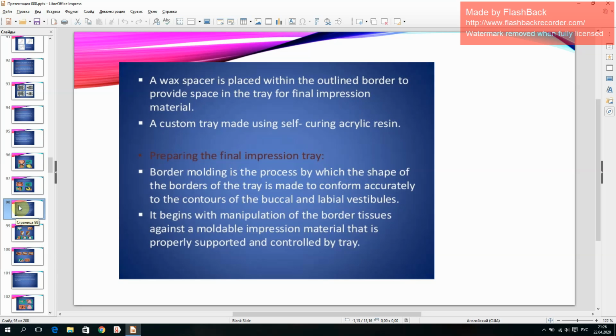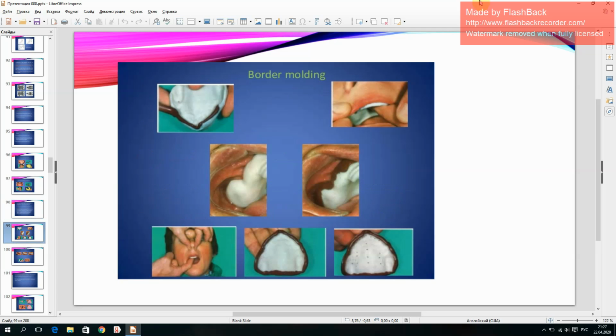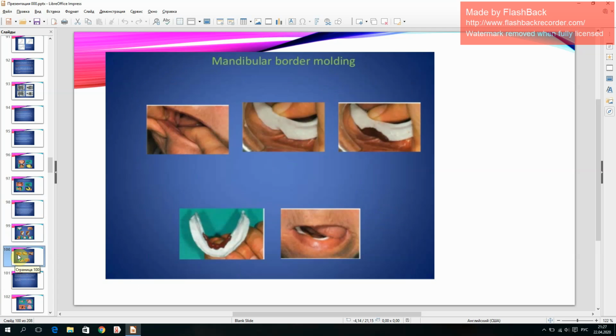Border molding is a process by which the shape of the borders of the tray is made to conform accurately to the contours of the buccal and labial vestibules. It begins with manipulation of the border tissues against a moldable impression material that's properly supported and controlled by the tray. Border molding. Mandibular border molding.